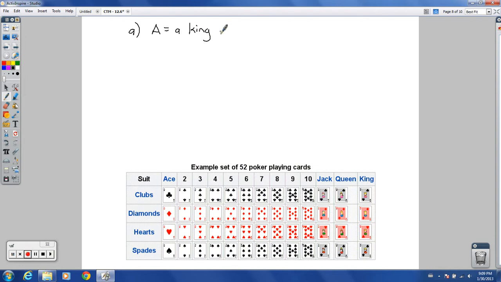How many kings are there? You got to think about that. And B is going to be the set of jacks. So B is a jack is selected. Are these mutually exclusive, first of all? So are they mutually exclusive? Are you saying yes or are you saying no? Is it possible, in other words, to pick a jack and a king in the same pick? If you're just picking one card, is that possible? Pick a jack and a king?